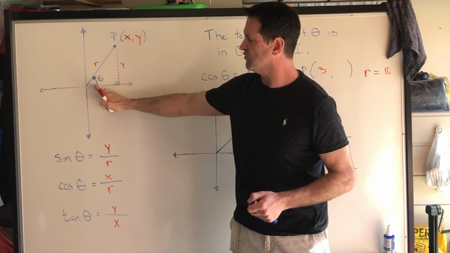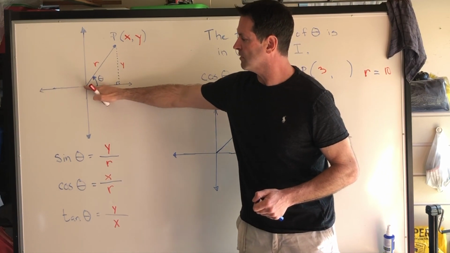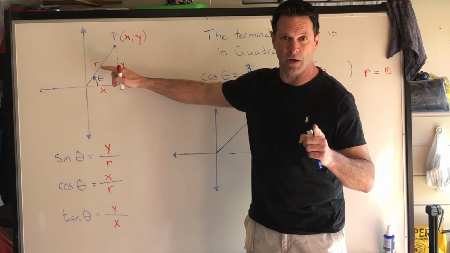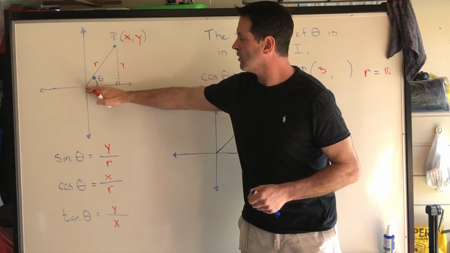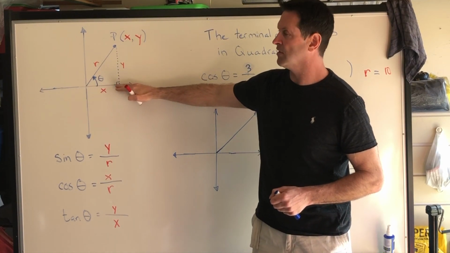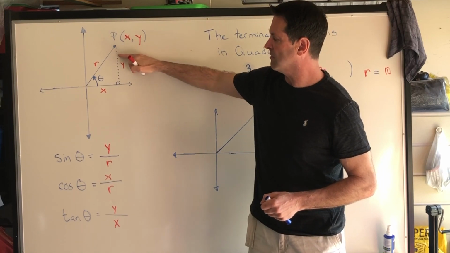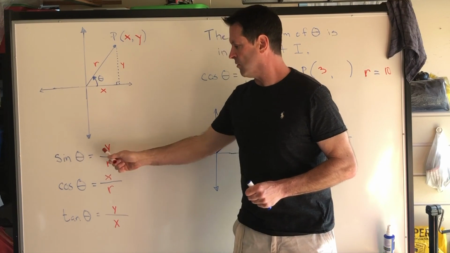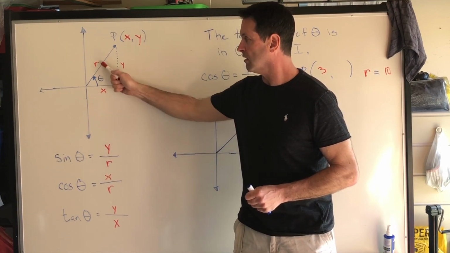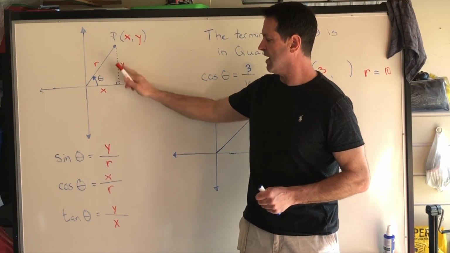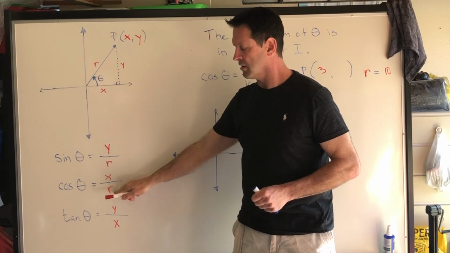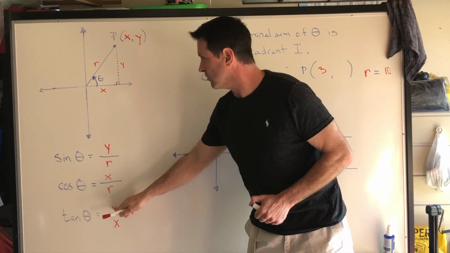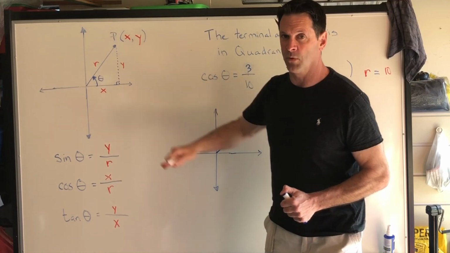Our angle in standard position is here. The length of r is from the origin to point P. It's always positive. The x-coordinate of point P is the same length as the adjacent side. The y-coordinate of point P is the same length as the opposite side. Remember these things. Sine is y over r. Cosine is x over r. And tangent is the y-coordinate of point P over the x-coordinate of point P.